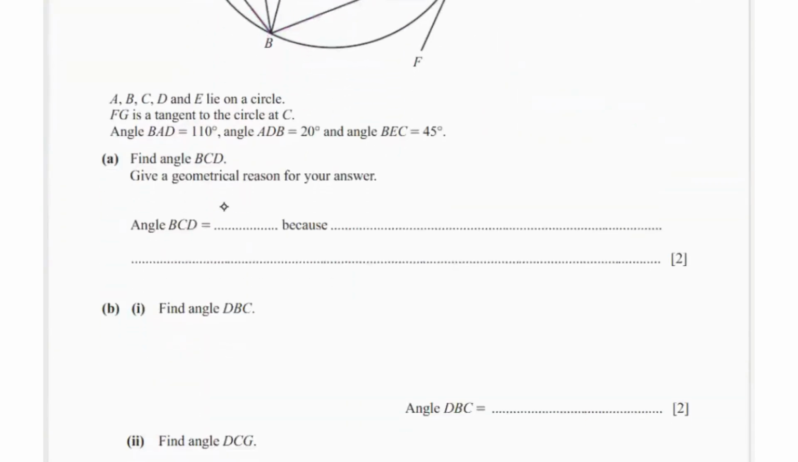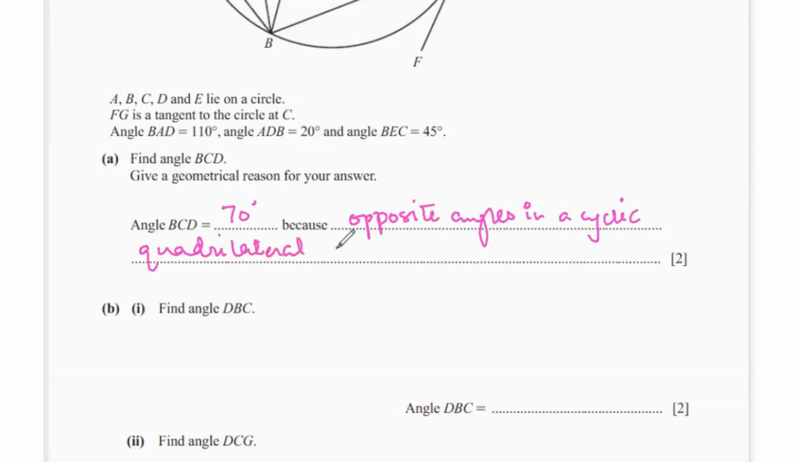So 70 degrees because opposite angles in a cyclic quadrilateral add up to 180 degrees. Then it says find angle DBC.